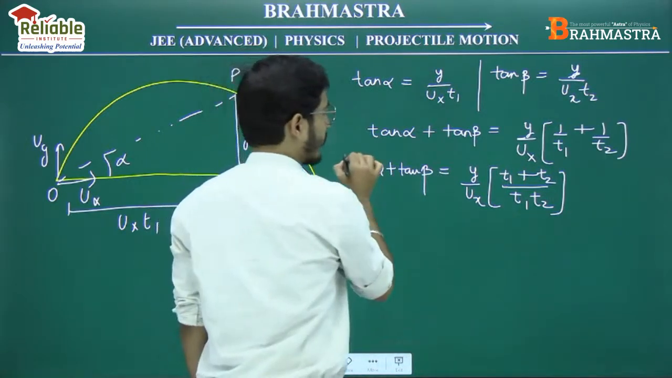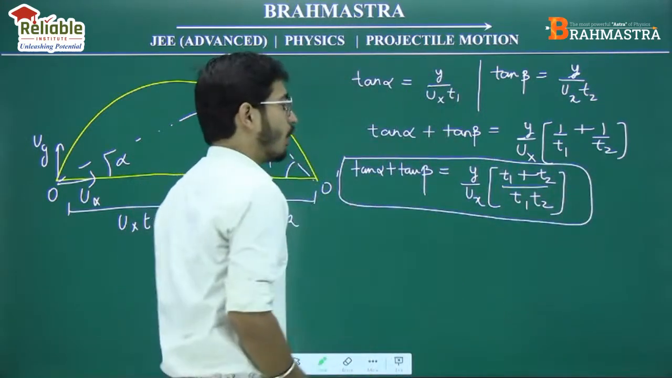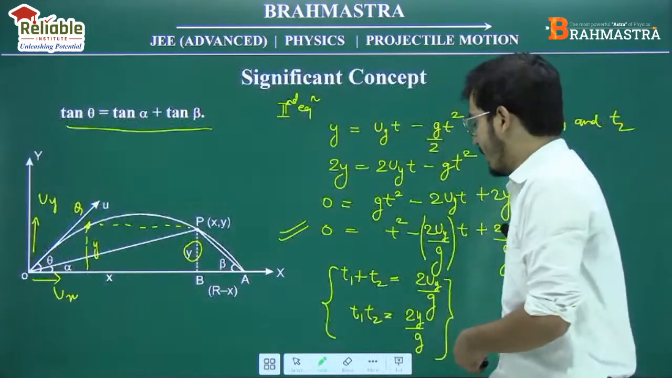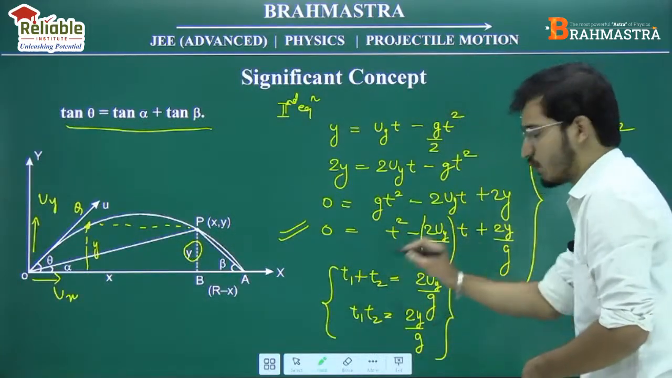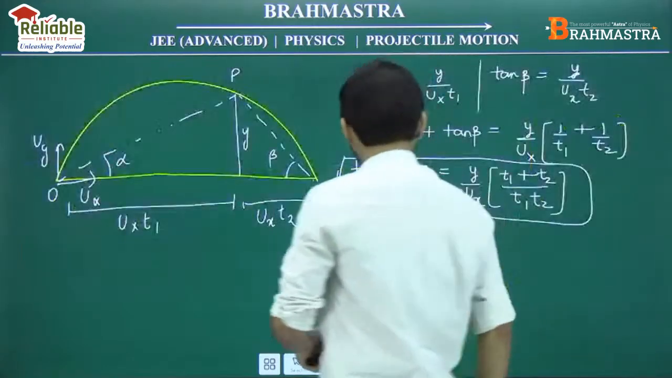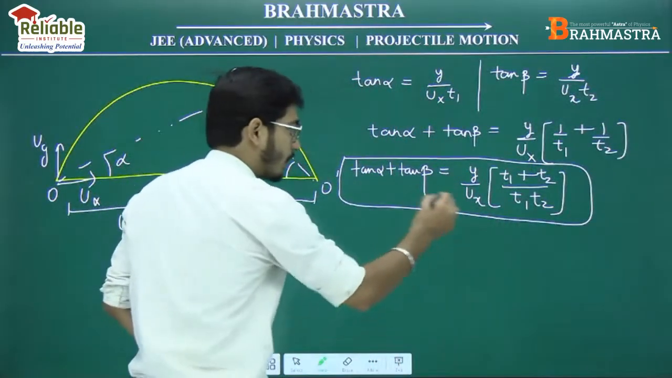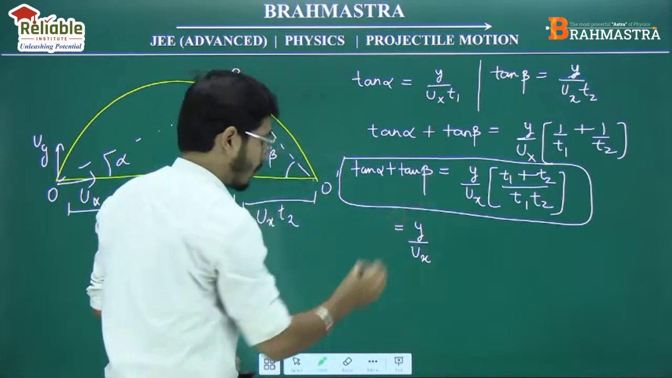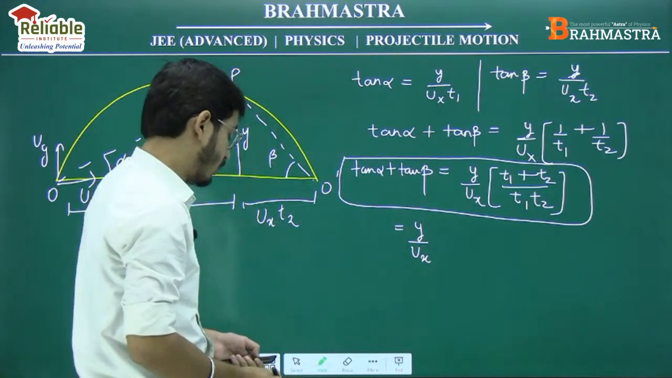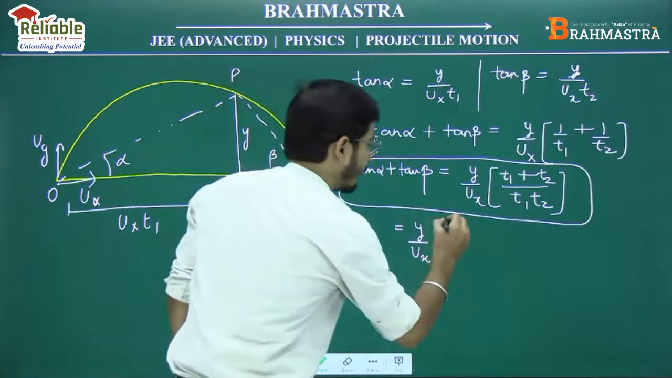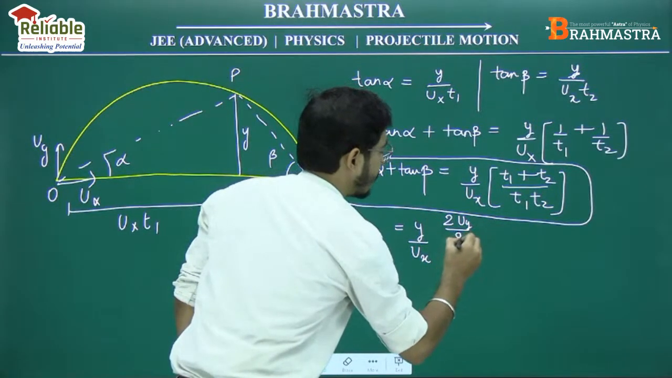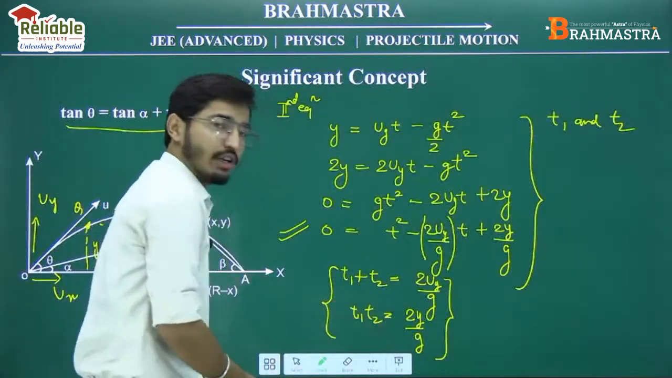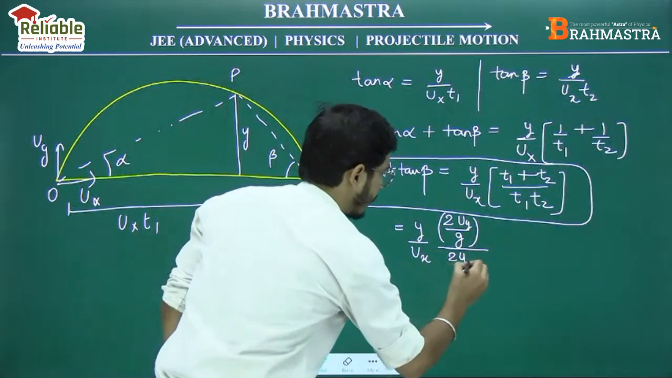Guys, I hope you have understood to this point. Now you are getting t1 plus t2 and t1 t2. And I hope in the previous slide you have understood how we have got these values of t1 plus t2 and t1 into t2. So I'm going to place these values. It's y over ux, putting the value of t1 plus t2, which is 2 uy over g, and then the value of t1 into t2 is 2y by g.